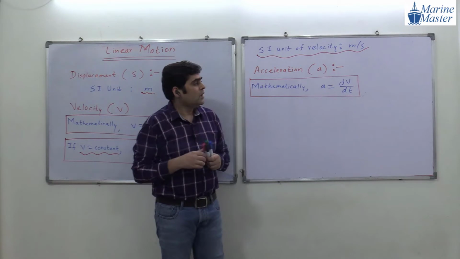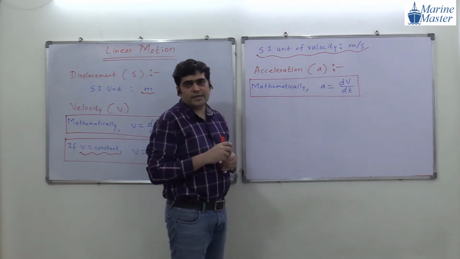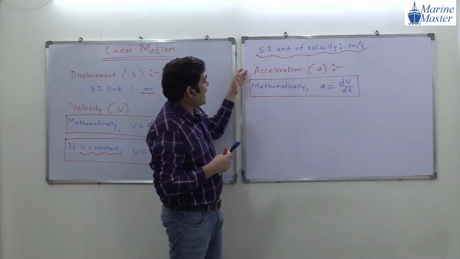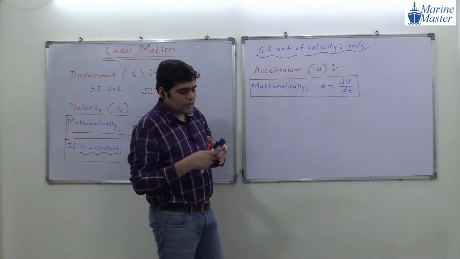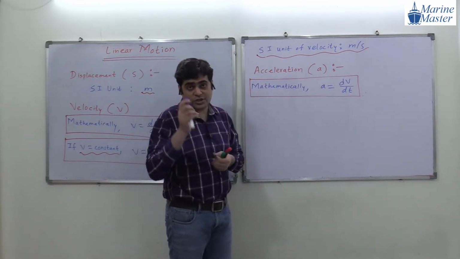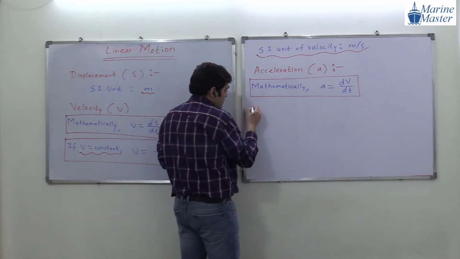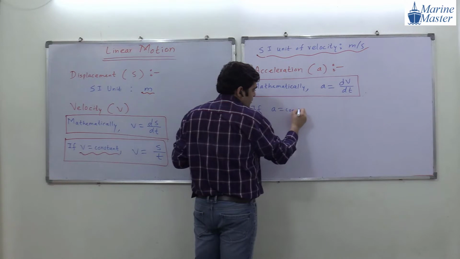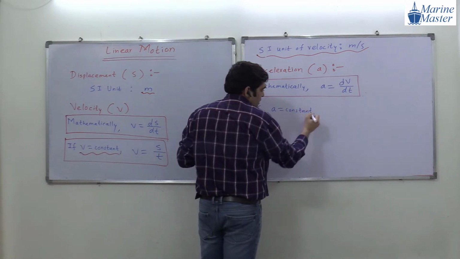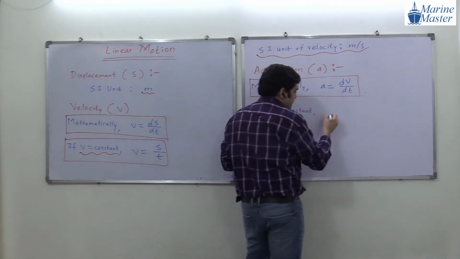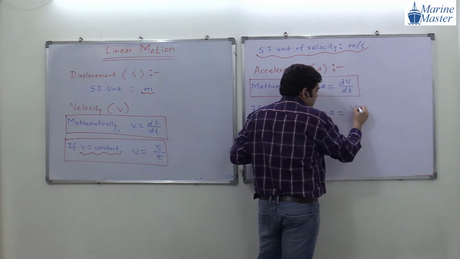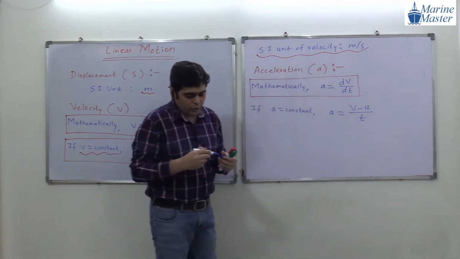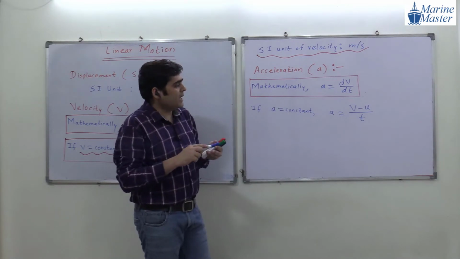Okay, good. Now try to see the next point, everyone. If acceleration is constant, then how are we going to define acceleration? Acceleration is equal to v minus u by t. How are we going to define acceleration? v minus u by t.